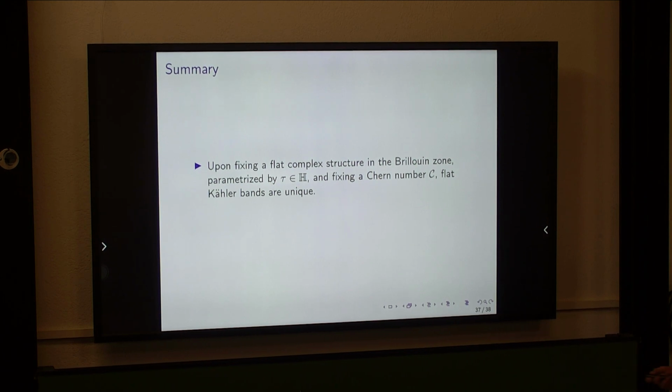So this is just a summary. What I just did in this talk is that upon fixing a flat complex structure in the Brillouin zone, parameterized by a modular parameter, and a fixed Chern number C, then flat Kähler bands are essentially unique. So that's the summary. I think I made it. Okay.